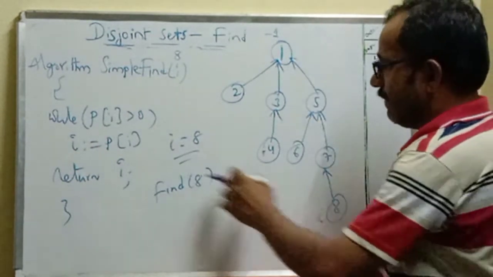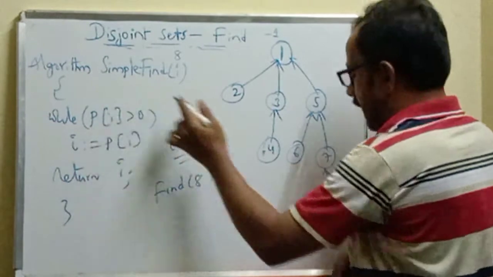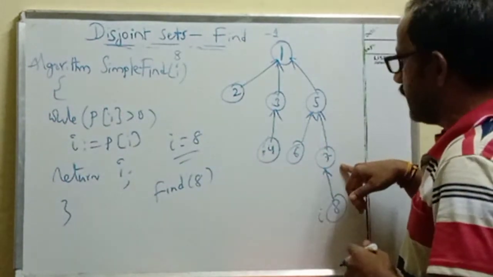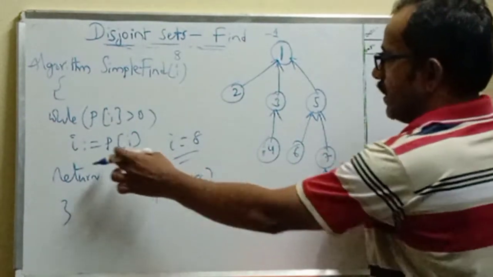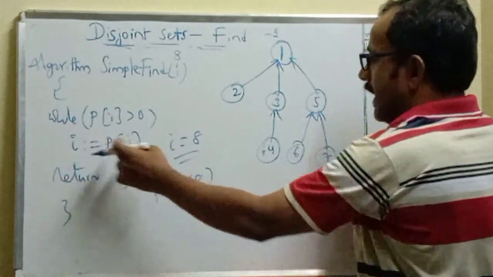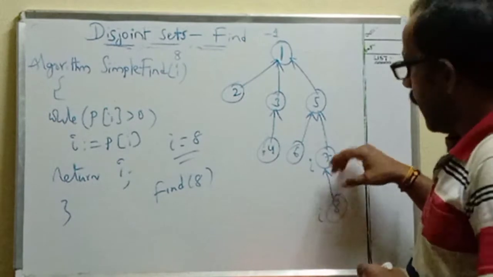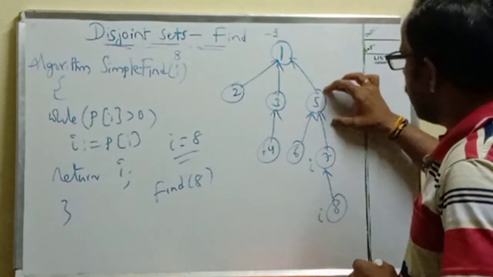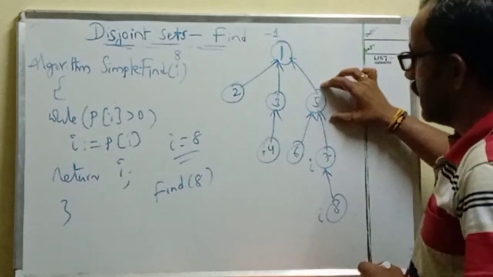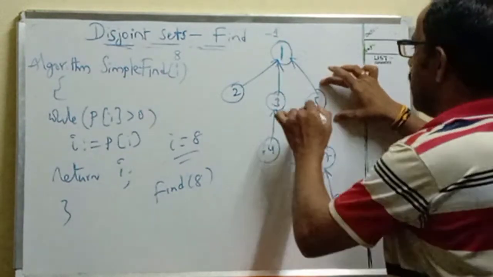Then what is find of I? Just follow this procedure. P of 8 is greater than 0. Then I equals P of 8, so make I as 7 now. Again, compare whether parent of I is there or not. Yes, parent of I is there. Then what is parent of I? 5. Then make it as I.